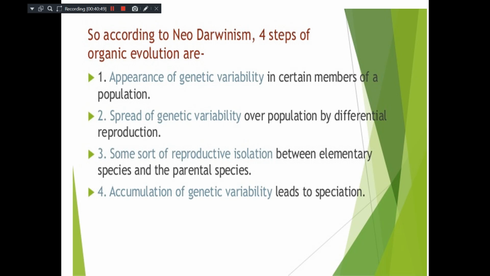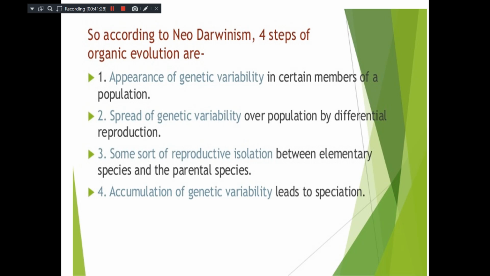Once this genetic variability is established, this variability spreads over the population because of differential reproduction. Thus, all organisms will not have an equal chance to reproduce. The ones which are better adapted have a better chance of reproduction and of passing more of their genes to the future generation than the ones which are less adapted. That is the spread of genetic variability over the population by differential reproduction.